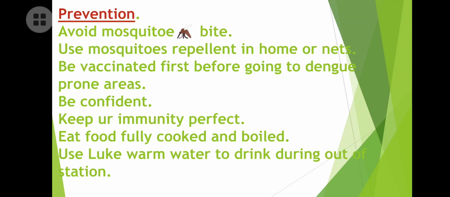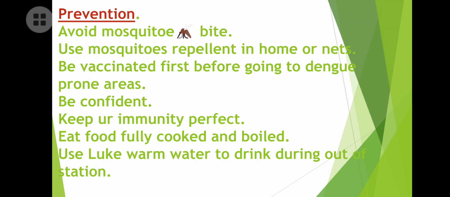Then prevention is very important. Avoid mosquito bites. Basically the mosquitoes are very active from 2 hours after sunrise and until 2 hours before sunset. At this time the mosquitoes are very active. These are very dangerous mosquitoes, so prevent them by using mosquito repellents or home nets. By using mosquito nets, you can be protected from mosquito bites.